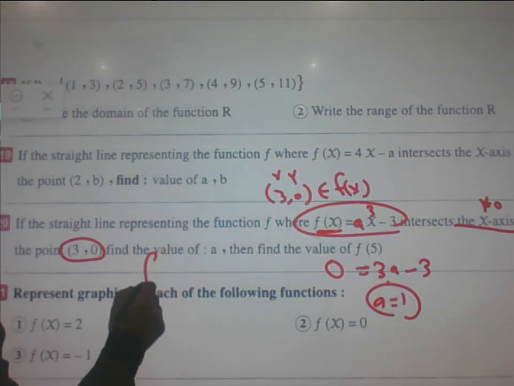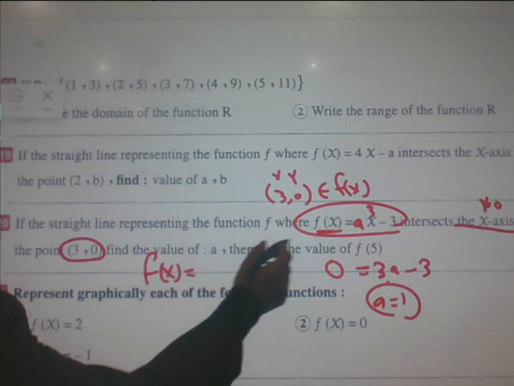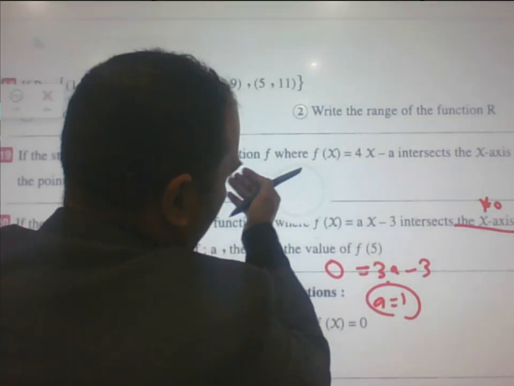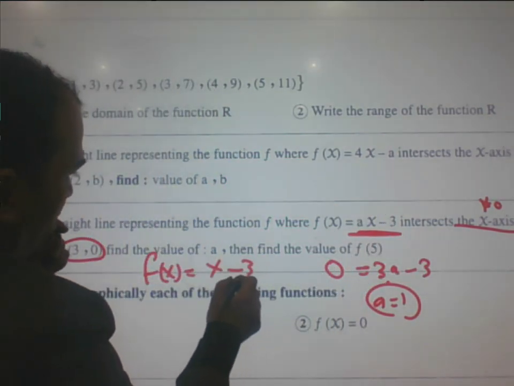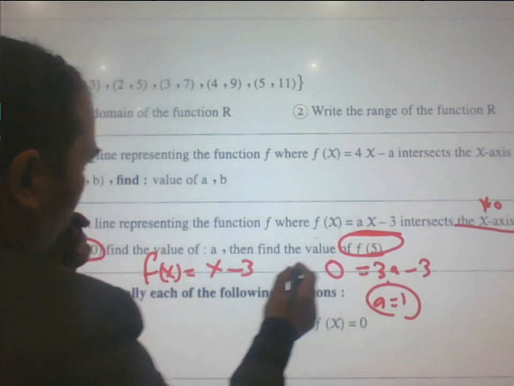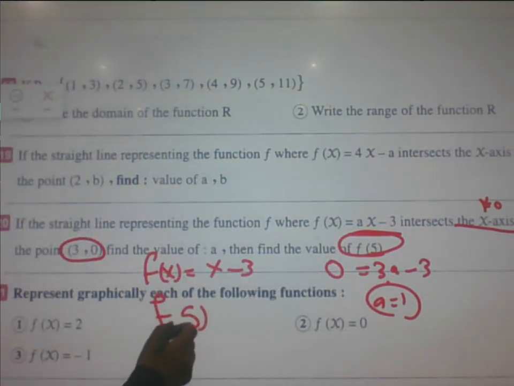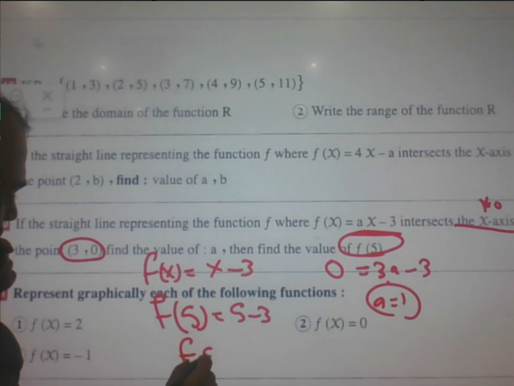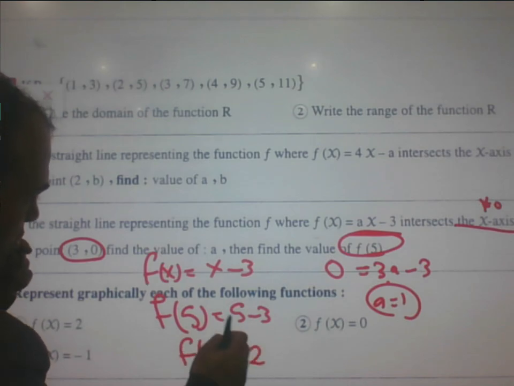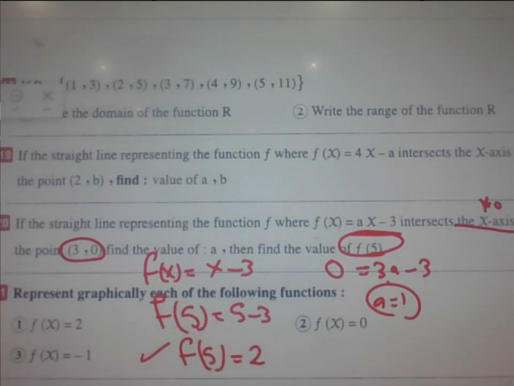Then the function f of x will be equal to, you can write here, cancel a and write 1. 1 times x will be x minus 3. And then we want to find the value of f of 5. f of 5 will be equal to 5 minus 3, then f of 5 equals 2.